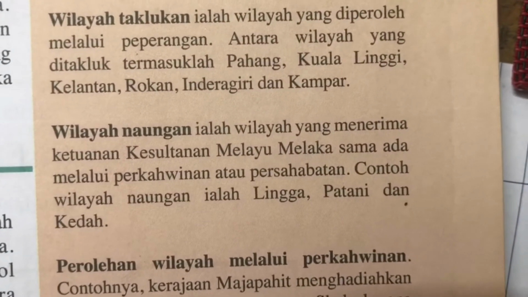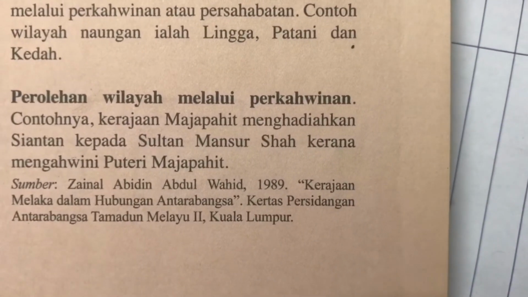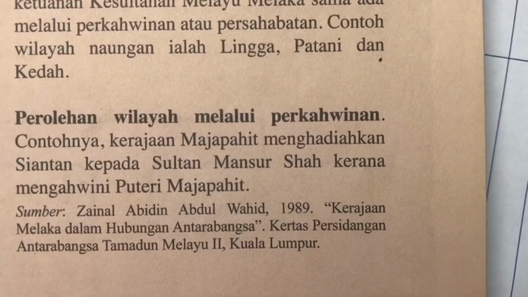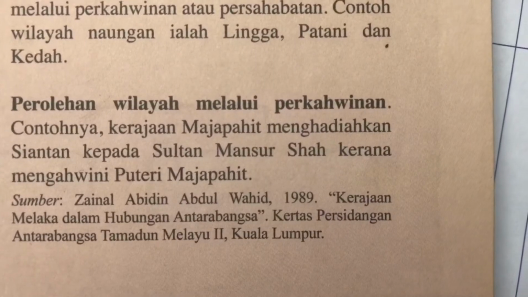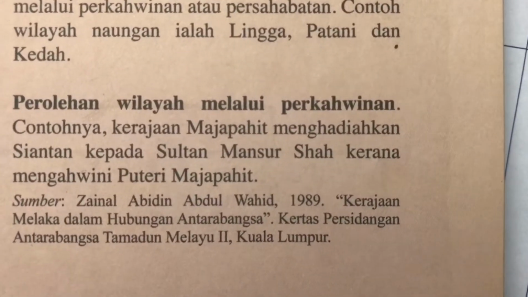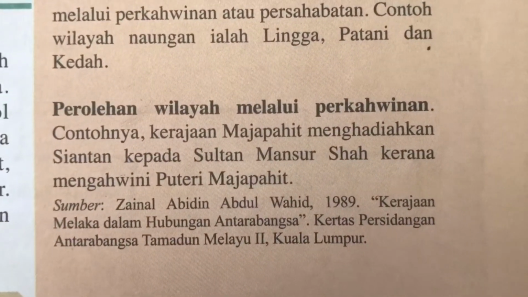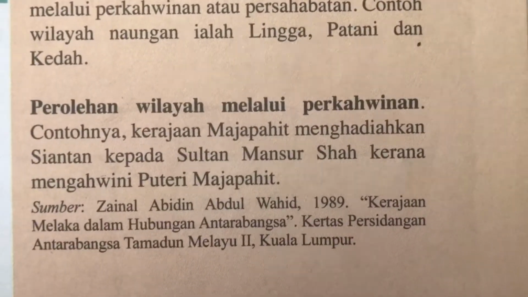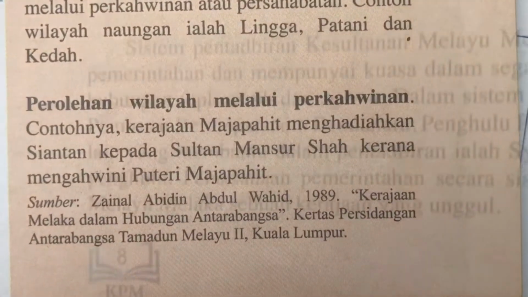So there's a catch here. Wilayah naungan can also be taken from perkahwinan, but there's another one strictly based on wedding. And if they ask you, refer straight to the perkahwinan, that is menghadiahkan siantan kepada Sultan Mansur Shah kerana mengawini putri Majapahit. Do you know where siantan? Oh guys, I actually way back in 1997, I actually went to this town. It's in Sumatra. We come to page 8.